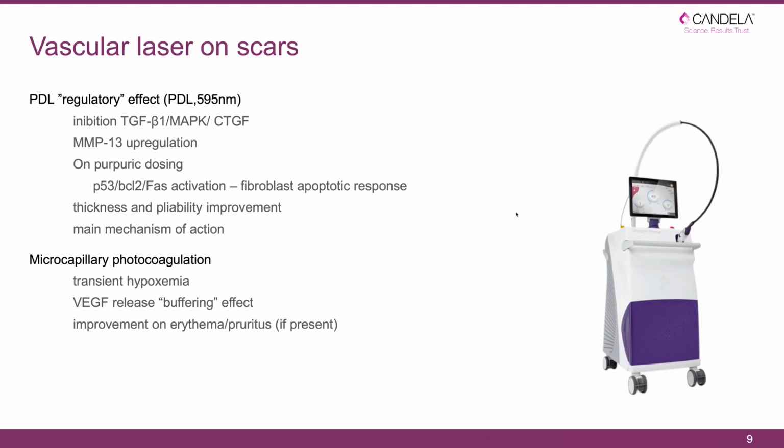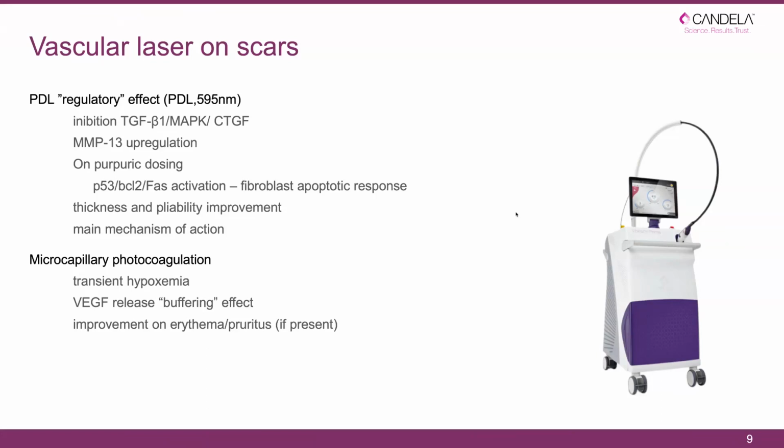and other pathways. It leads to collagenase, MMP13 upregulation, and with proper dosing, as we are activating P53, BCL2, and Fas ligand, we also lead to a fibroblast apoptotic response that will lead to thickness and pliability improvement. And this is thought to be the main mechanism of action of vascular laser on scars.